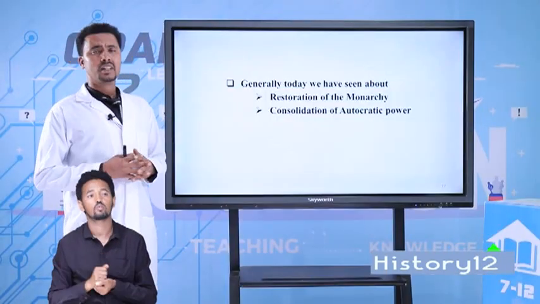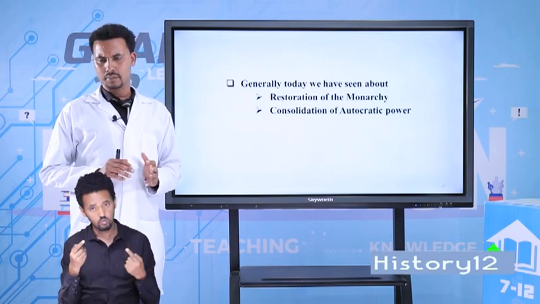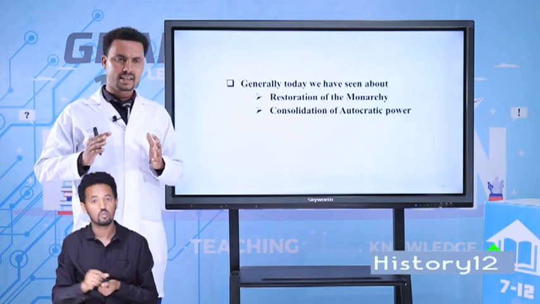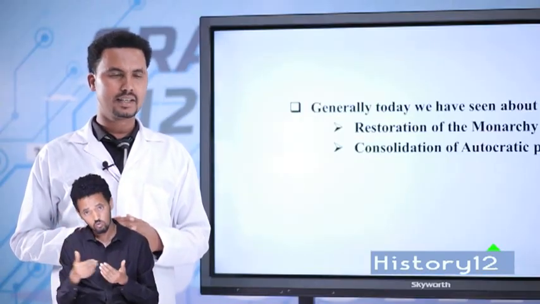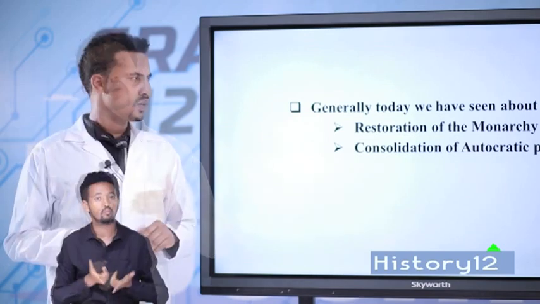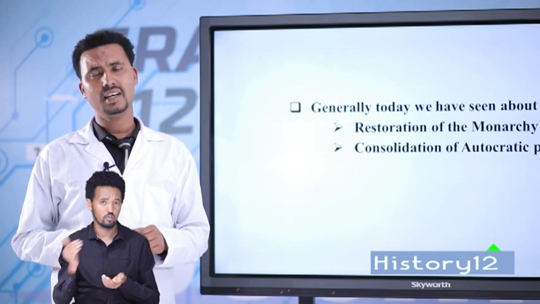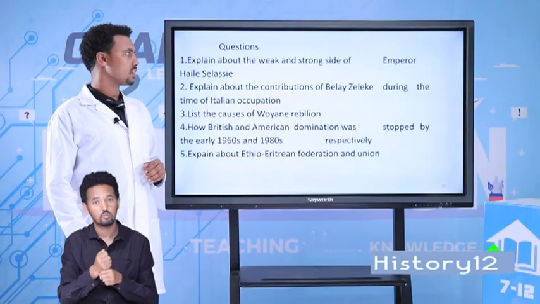The other topic was the early opposition against Emperor Haile Selassie, especially Blatta Takele Wolde Hawariat and Belay Zeleke, who were against Emperor Haile Selassie at the time. The Wayane leaders also struggled against Emperor Haile Selassie until 1943. This is all about today's lesson.